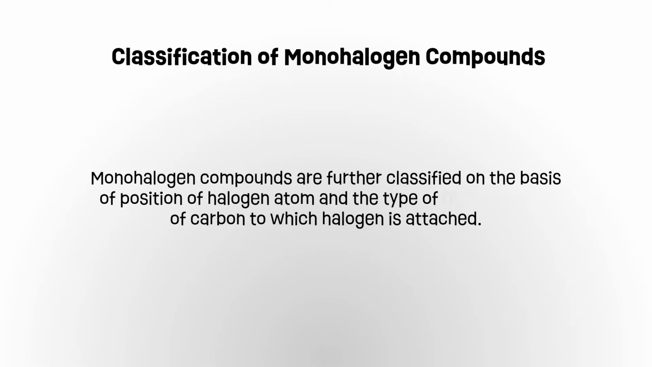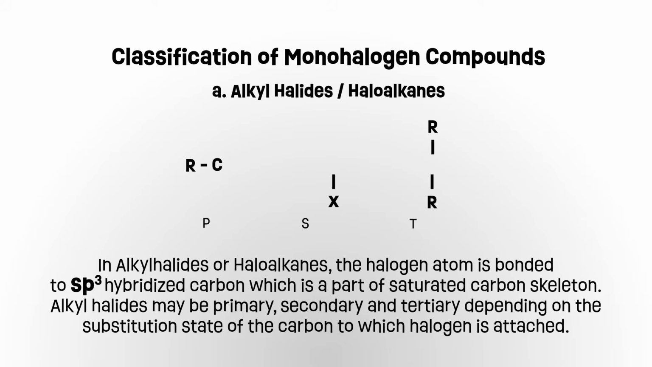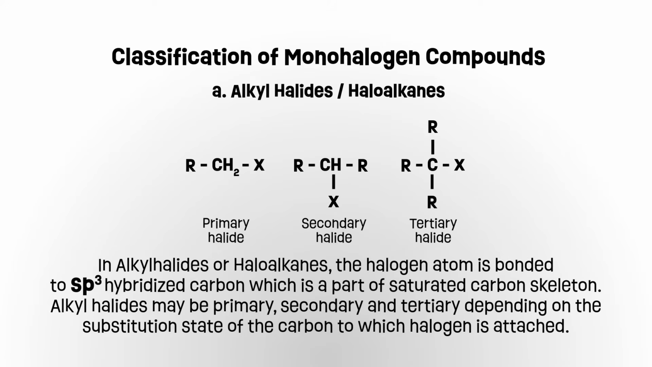In this, the monohalogen compounds are further classified on the basis of the position of the halogen atom and the type of hybridization of the carbon atom to which the halogen is attached. In alkyl halides or haloalkanes, the halogen atom is bonded to an sp3 hybridized carbon atom. So, the carbon atom is a saturated carbon and hence it is an sp3 hybridized carbon atom. Alkyl halides may be primary, secondary or tertiary depending on the substitution state of the carbon to which the halogen atom is attached. Now, allylic halides.